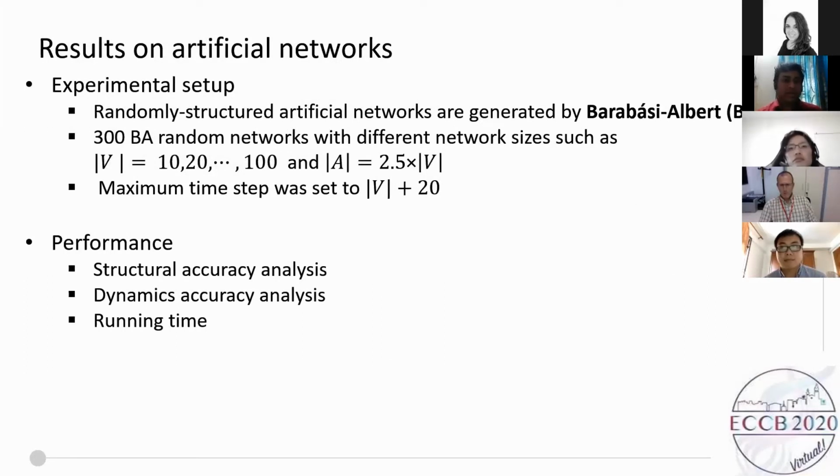There are two types of networks used in our study. First, artificial networks, and second, real networks. This is the experimental setup for the artificial network.